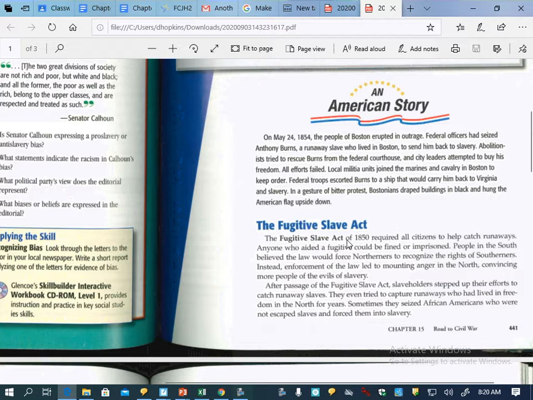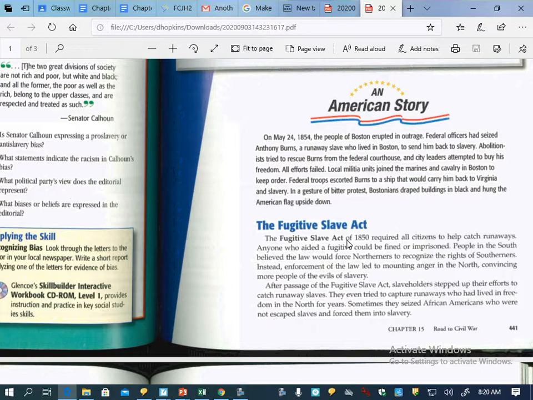On May 24th, 1854, the people of Boston erupted in outrage. Federal officers had seized Anthony Burns, a runaway slave who lived in Boston, to send him back to slavery. Abolitionists tried to rescue Burns from the federal courthouse. The city leaders attempted to buy his freedom. So if we're in class, I'd say, well, what's an abolitionist? And then take a hand, and here we go. Hopefully you would now know abolitionist is someone fighting to end slavery or abolish it.